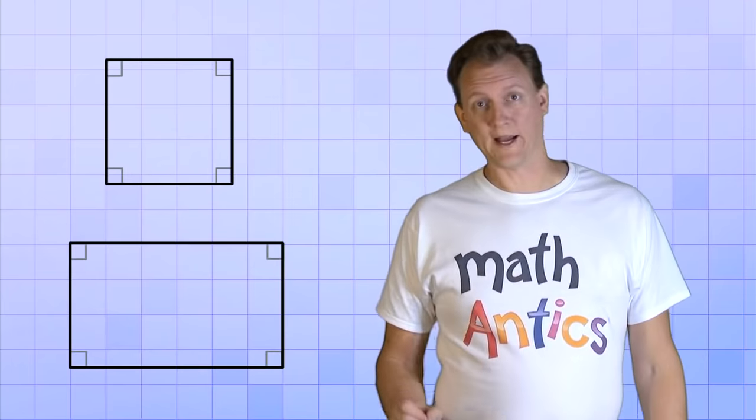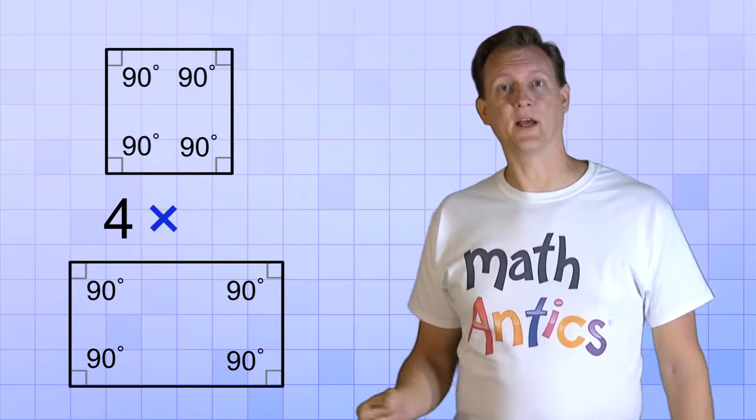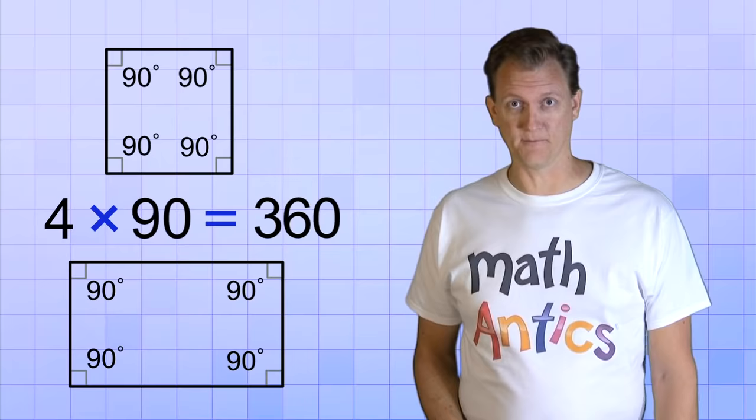But there is one more really important thing you need to know about quadrilaterals. You need to know that the sum of the angles of a quadrilateral is always 360 degrees. Now that's pretty obvious for a square or a rectangle. Those shapes have four right angles. And since we know that a right angle is 90 degrees, 4 times 90 gives us 360.